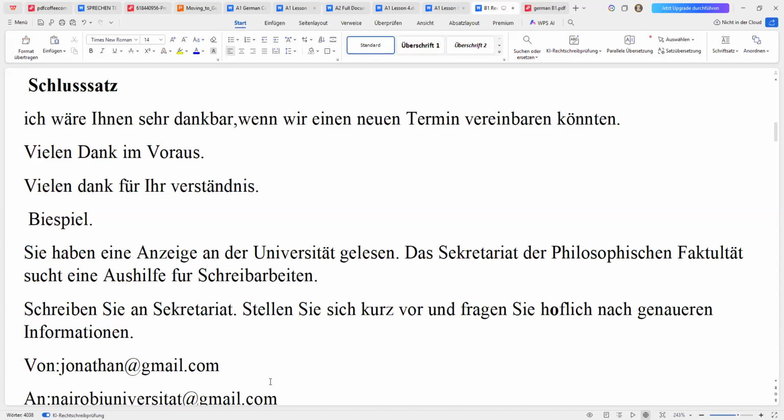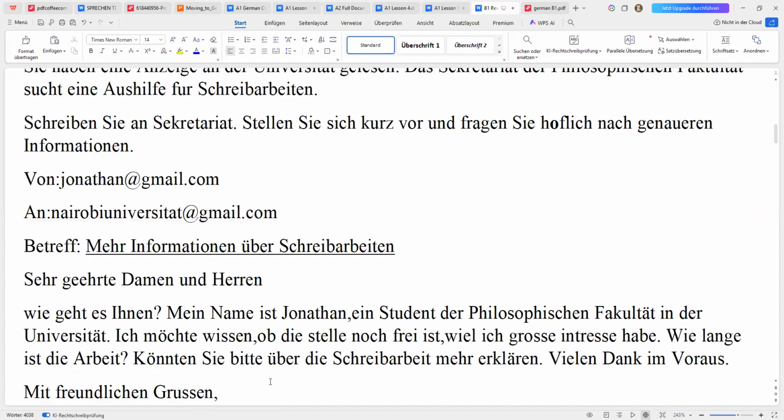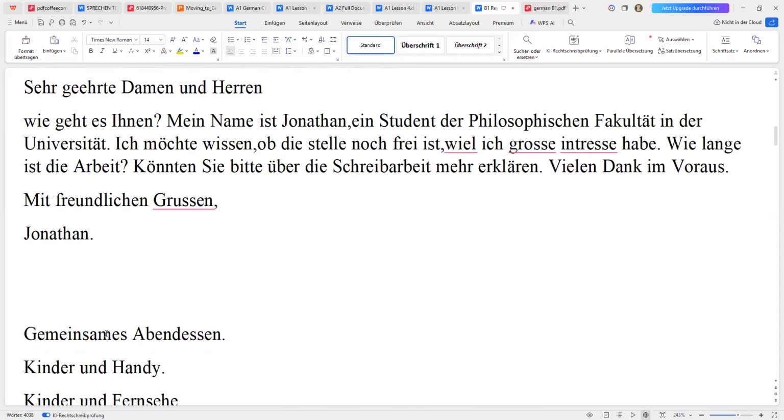Vielen Dank für Ihr Verständnis, something like that. Then you finish with Mit freundlichen Grüßen. This one is very important. Mit freundlichen Grüßen. Here you don't use Viele Grüße. Here it is Mit freundlichen Grüßen, and that is it.